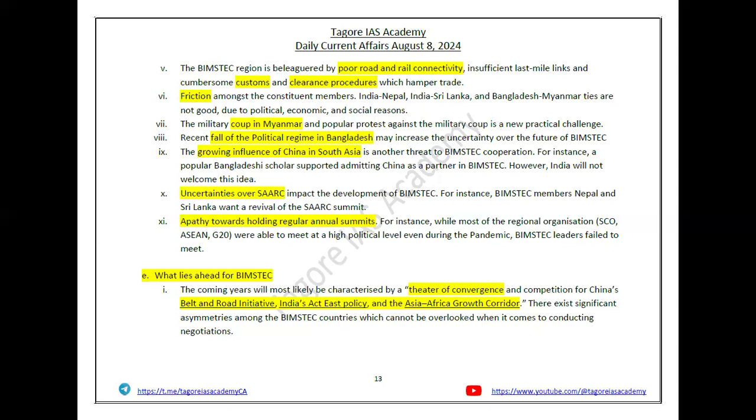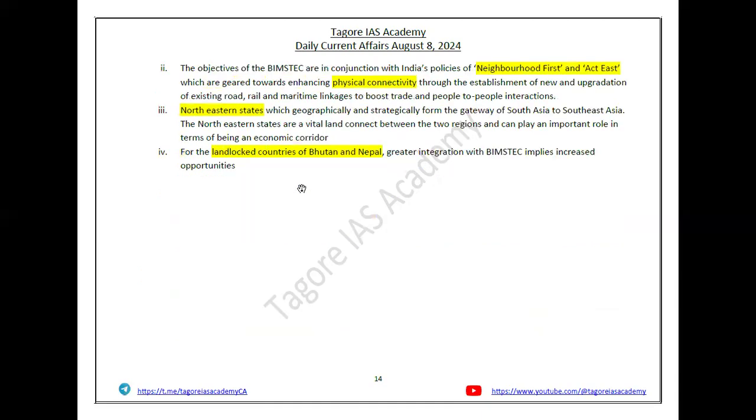The activities of all these three initiatives will be concentrated in the BIMSTEC region. And once they are concentrated in this region, there is again bound to be asymmetries and frictions. Now, India, of course, has policy of neighborhood first and Act East. It wants to enhance the physical connectivity as well as trade.